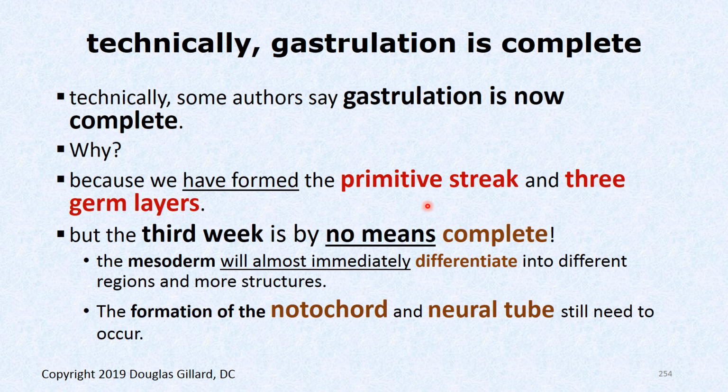So, okay, what have we accomplished with gastrulation? We made a primitive streak and we made 3 germ layers. We also made a, what did we make? We made a cloacal membrane, an oropharyngeal membrane, and the prechordal plate. We also made all those 3 during gastrulation as well.